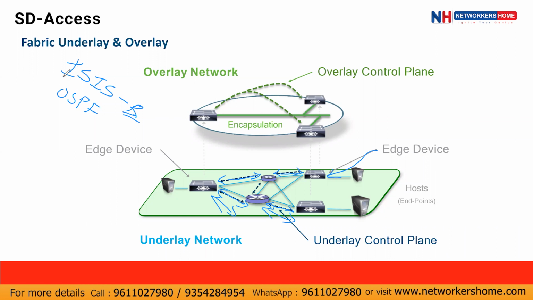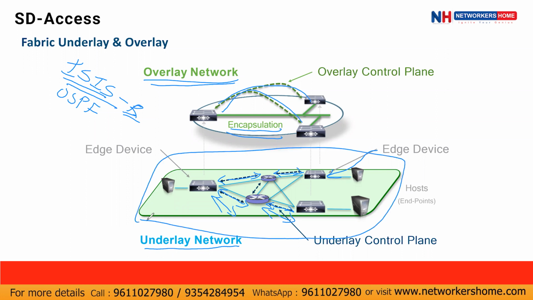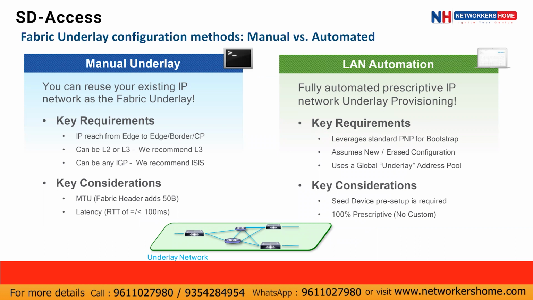So this is the reason Cisco recommends IS-IS. And on top of that, an overlay network is built, and using the encapsulation, the data transfer happens. This is underlay, like your original network, you can say the connectivity part, and this is the overlay where actually the traffic flows. Now there are two options to build underlay.